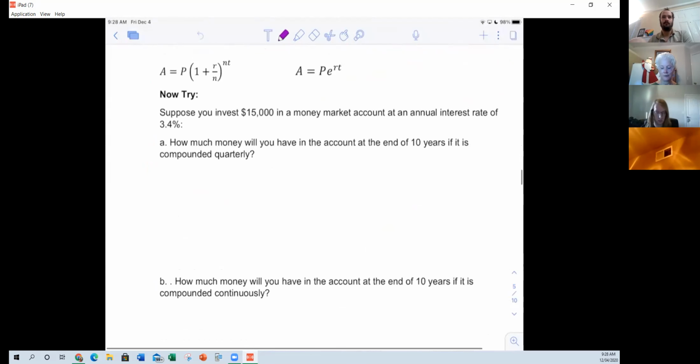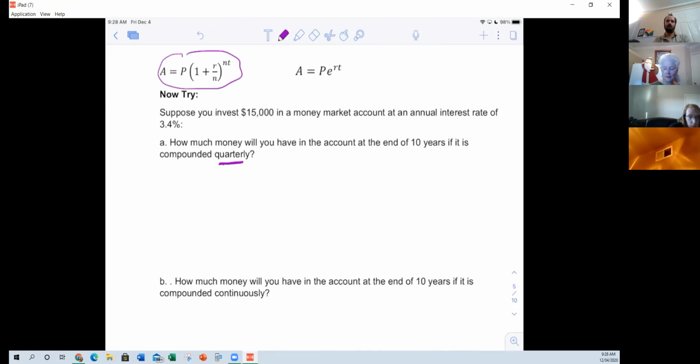And we will give you the equations, but you have to know where to use them. Remember that if we give you any number, quarterly, daily, monthly, you're going to use this formula. And if the problem says continuously, then you would use this formula. That's the only time you use that formula.